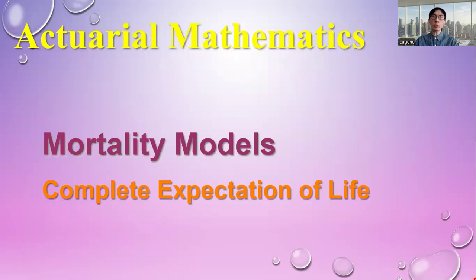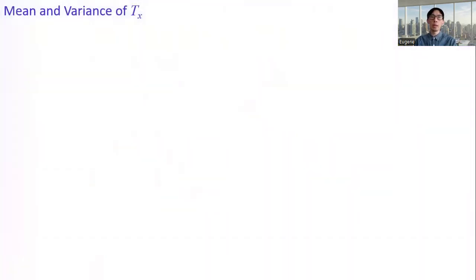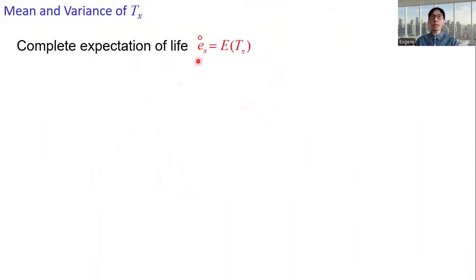Hello everyone. In this video, we will talk about the complete expectation of life. The actuarial notation for the complete expectation of life is e_x with a circle on top, and this is the expected value of the future lifetime, the expected value of T_x.